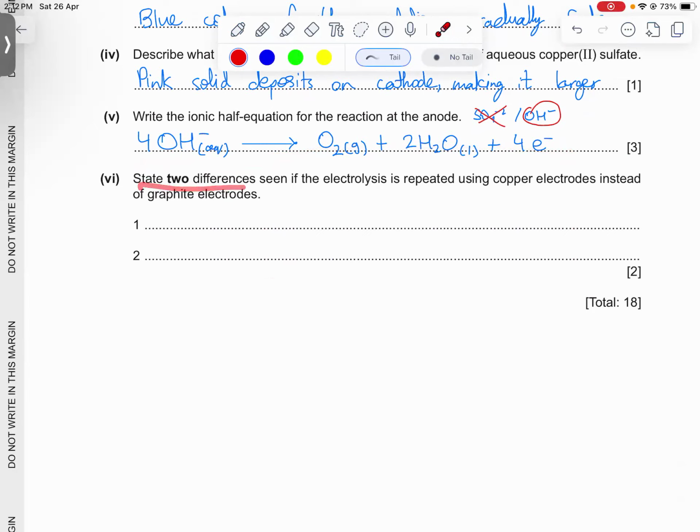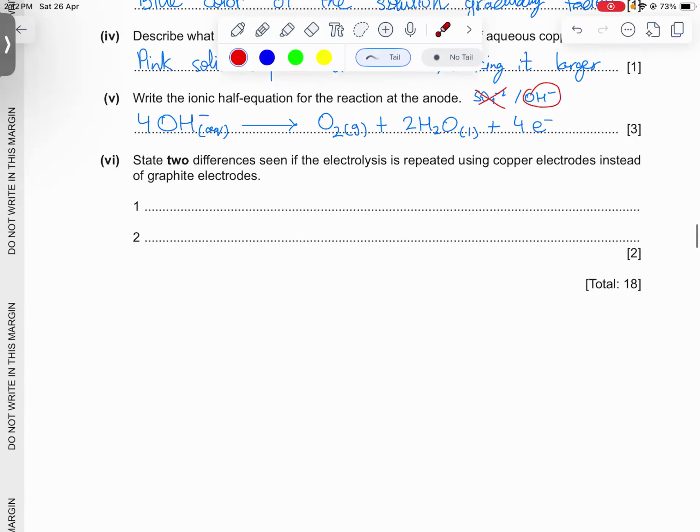State two differences seen if the electrolysis is repeated using copper electrodes instead of graphite electrodes. If we don't use graphite electrodes, if we use copper electrodes, then what would we see? Now, once again, for those who had studied from my notes, this is also repeated in my notes, in the industrial processes or industrial electrochemistry, where we studied electrolytic purification of copper.